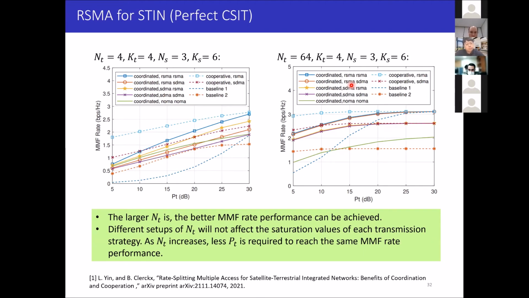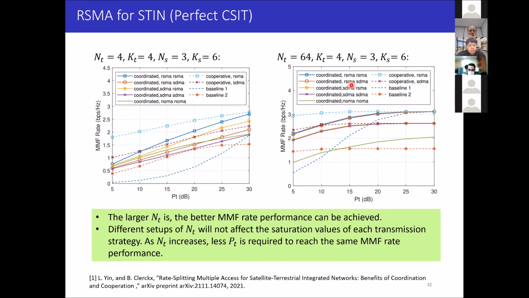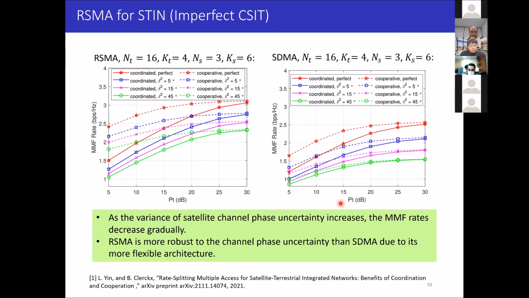Right, similar observation here, so we'll skip that. Essentially, it tells you how things change as a function of the number of antennas at the terrestrial base station as you increase from 4 to 64, for instance. As you increase the number of antennas at the terrestrial base station, essentially what it tells you is that the power levels used at the terrestrial base station can actually be lower. But the whole observation that I highlighted before is still there. Then you have the imperfect CSIT in this integrated network.